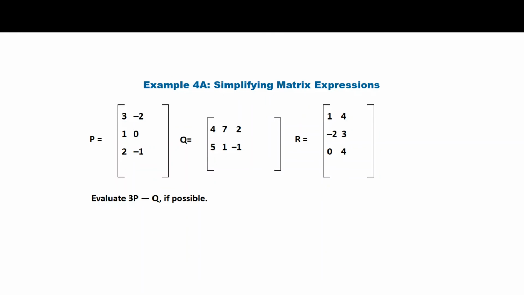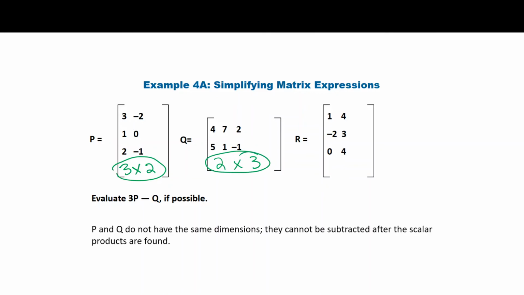It says evaluate 3 times P and then subtract Q. So let's just check first. We always check our dimensions first. P is 3 rows and 2 columns, and Q is 2 rows and 3 columns. And notice the dimensions are not exactly the same. So lucky we don't have to do anything. There's no product, you can't do it, because once we multiply this, if we multiply by 3, it's still going to stay the same dimensions.